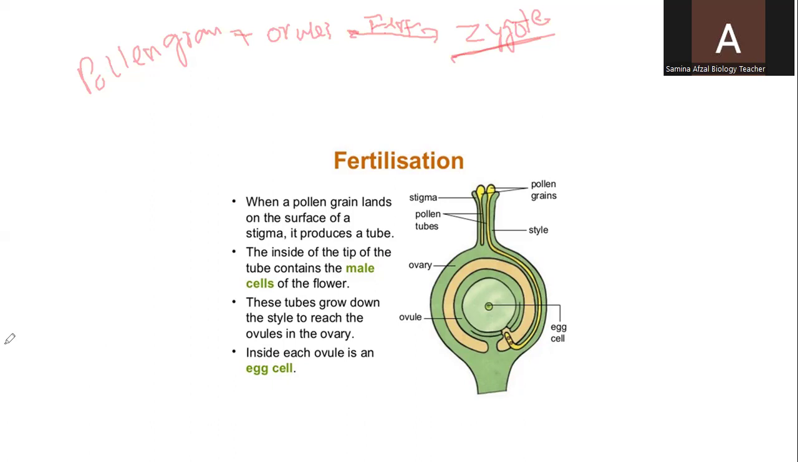Now the pollen grains, whether they are transferred with the help of insects or with the help of wind, will reach the stigma. I already told you that the stigma is sticky. These pollen grains will have two nuclei in them. One is called the generative nucleus and the other is the pollen tube or vegetative nucleus.